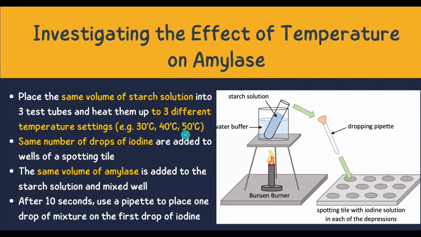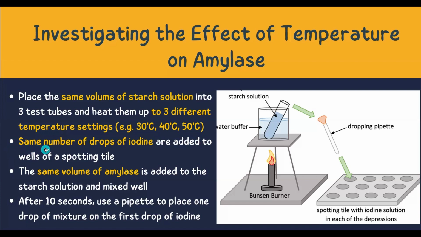I use these examples because we have to keep in mind the optimum temperature of the enzyme, which is usually around 37 or 40. So I use these 3 temperature settings to test one temperature lower than the optimum temperature and another temperature higher than the optimum temperature.